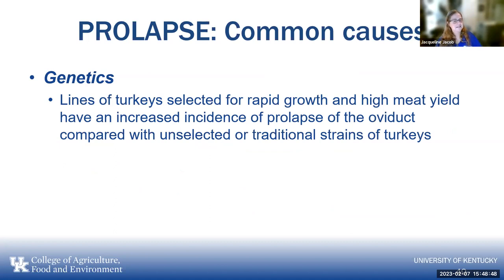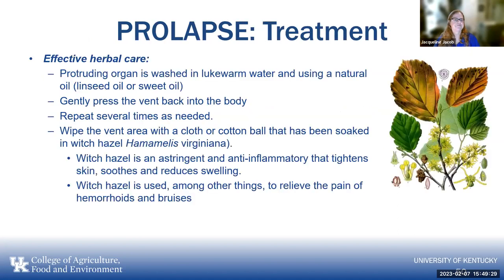And as I said before, genetics can be a factor. The commercial turkeys that we know have been selected for rapid growth and high meat yield have an increased incidence of prolapse of the oviduct compared to unselected or traditional heritage strains. So that can always be a problem with the commercial turkeys. It's not usually a problem with the heritage type breeds or ones that are not as heavily selected as the genetic lines of commercial turkeys.